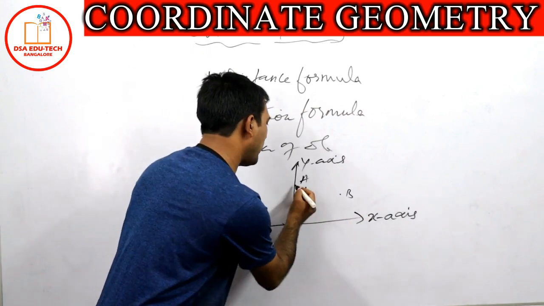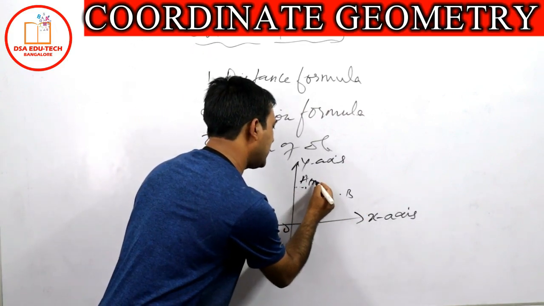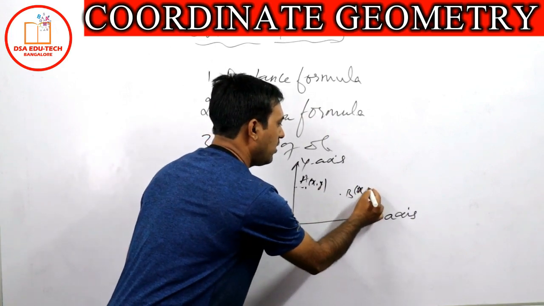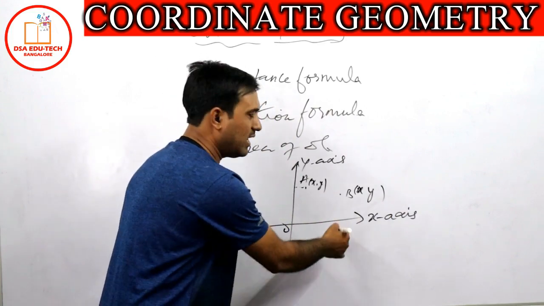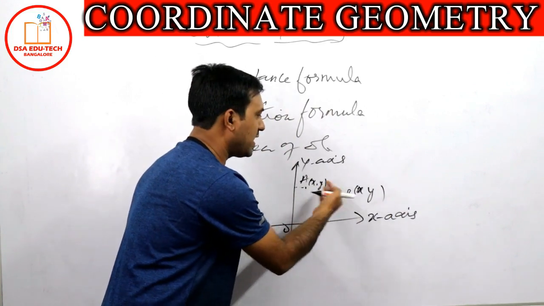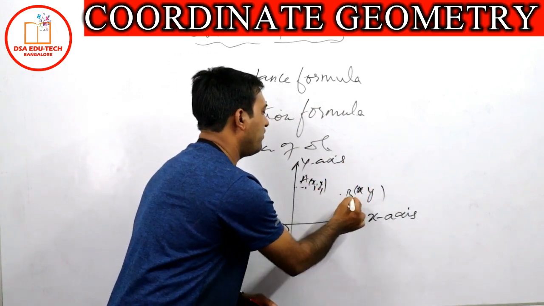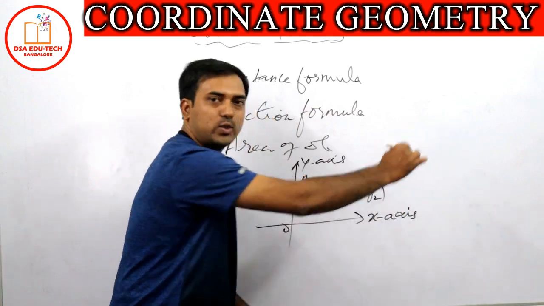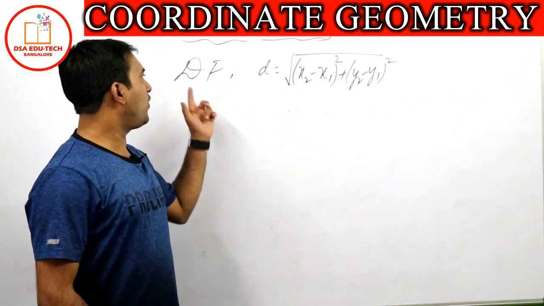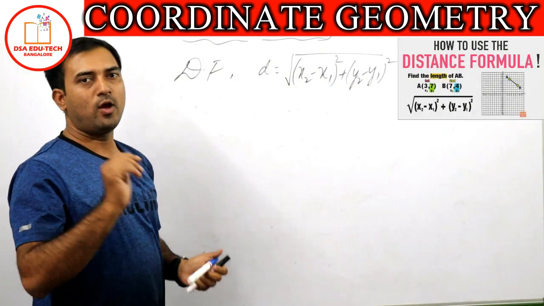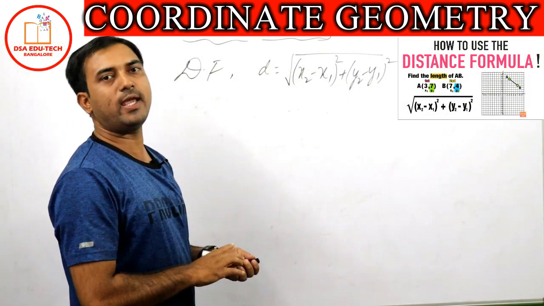A will have 2 values, x and y, and B will also have x and y values. As x and y both have different values, I'll name them x1, y1, x2, y2. The distance formula is d is equal to root under x2 minus x1 whole square plus y2 minus y1 whole square. We are going to find the distance between the 2 points.